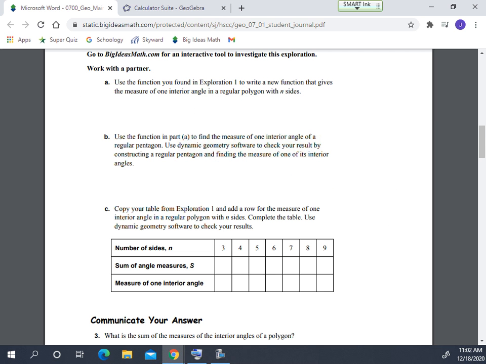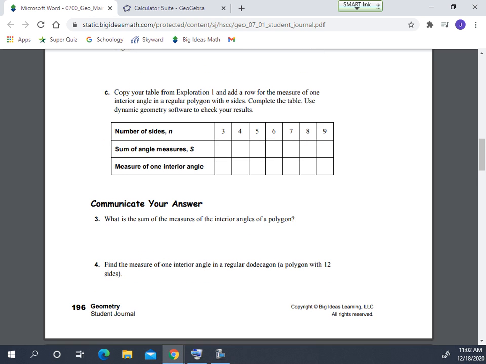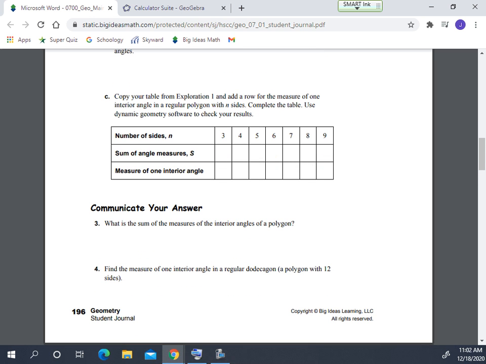Part C. Sum of the measures. Well, we know that for 3 sides it is 180, and 180 divided by 3 is 60. For 4, we have 360, and 360 divided by 4 is 90. For 5, we just did that one. It is 540 and 108.